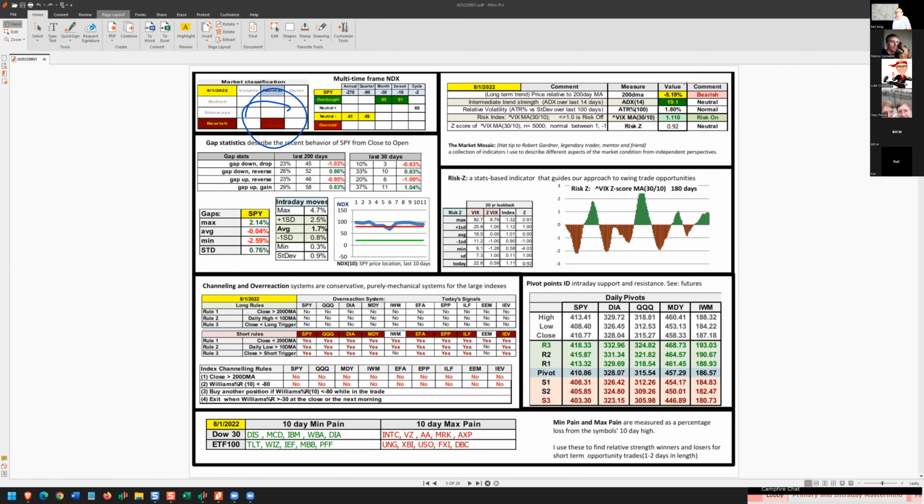The min pains: Disney, McDonald's, IBM, Walgreens, the diamonds. The losing positions, or the max pains: Intel, Verizon, Alcoa, Merck, and American Express. So, clear distinction between winners and losers.